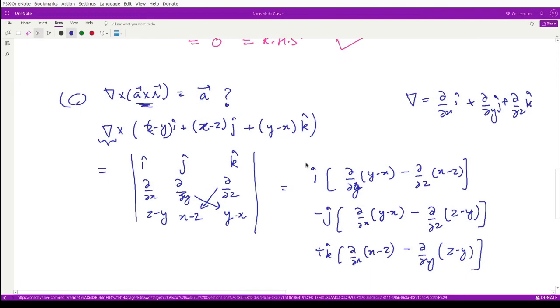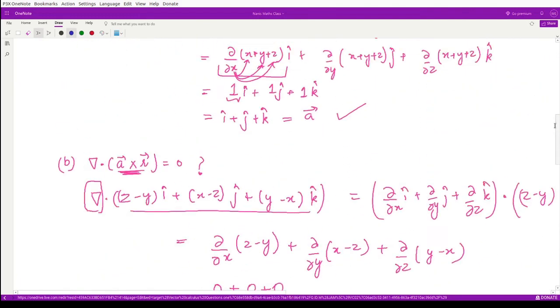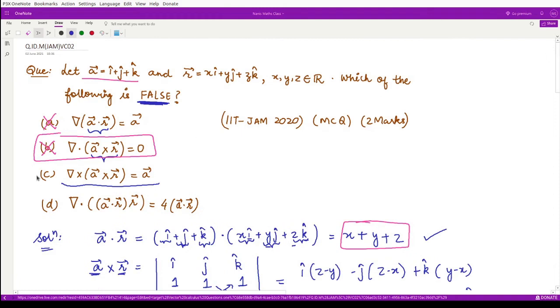But in the question they were asking whether this is equal to A. No, it is not equal to A. So we got our right answer as the answer C. Now this is a multiple choice question, so there is only one correct option. So option C is the correct option. But for completeness, let me also calculate this fourth part.